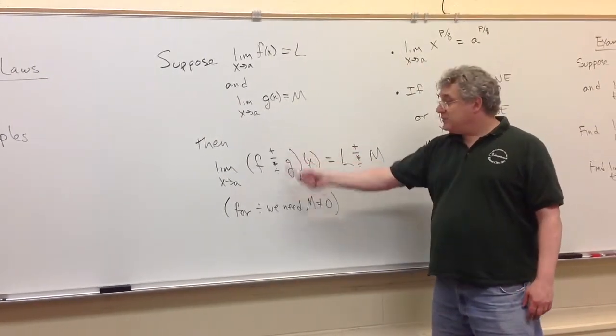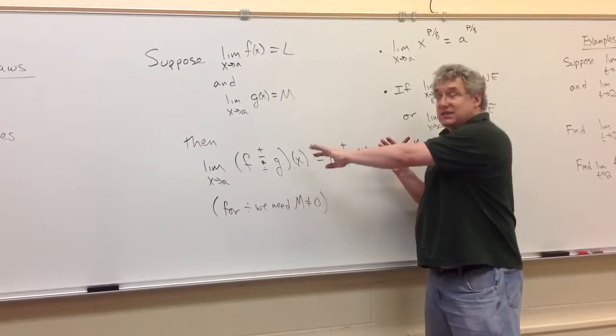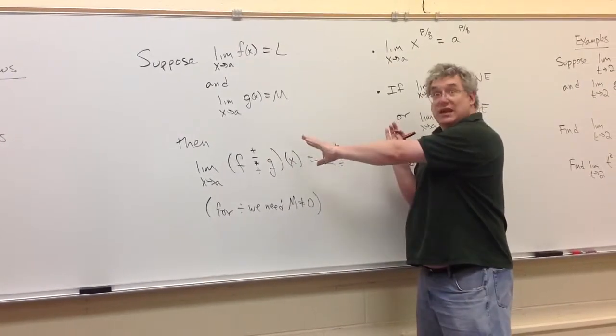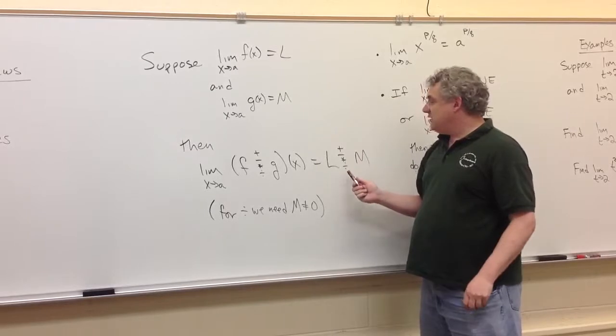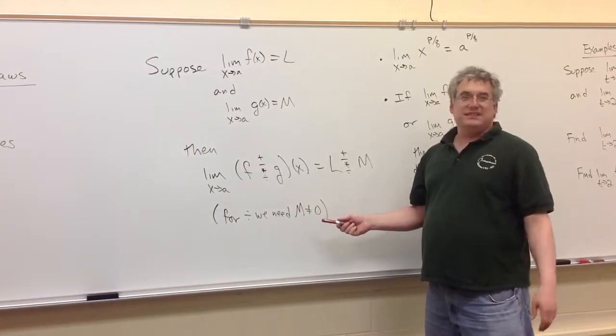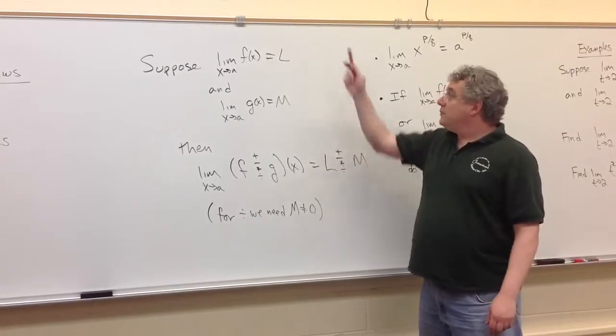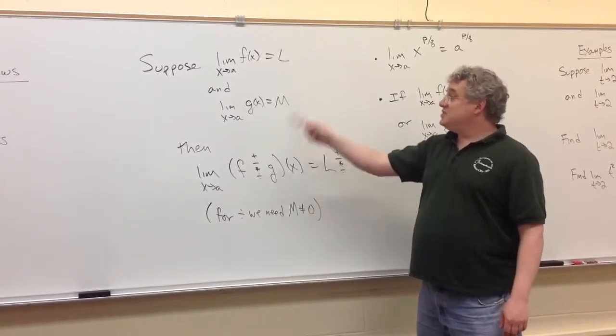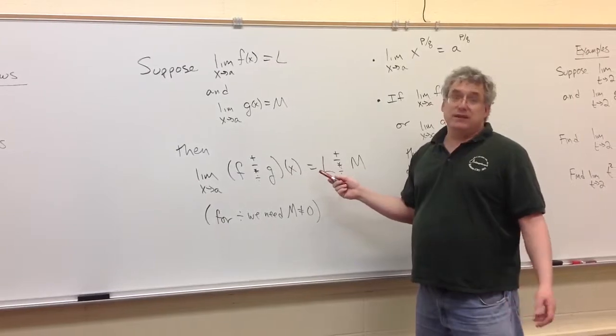Basically, any algebra in between, you can split apart the limits. If those two limits exist, we can just do the algebra. Now there's one condition, of course. If you divide, you can't divide by 0. Dividing by 0 is just bad, so don't ever do that. So, what does this say? It says if the limits exist, you can do any algebra on them you want except divide by 0.